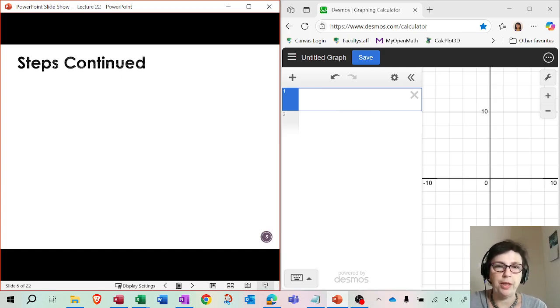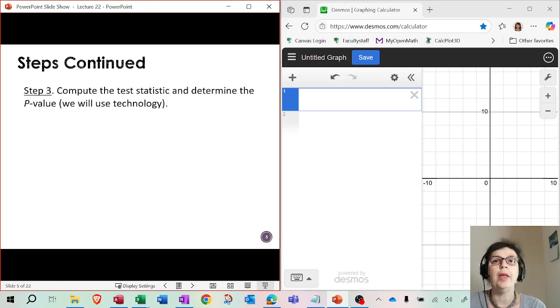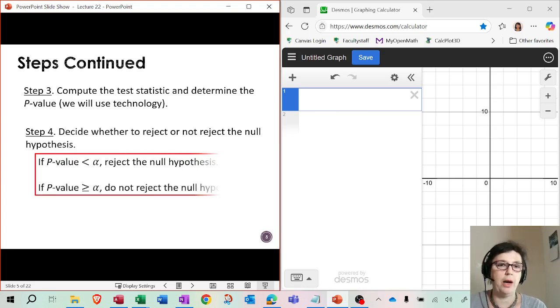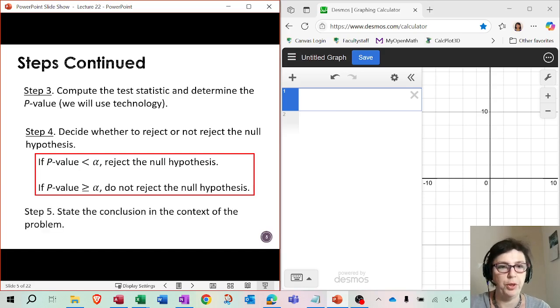Once we figure that out, we're going to collect the data, use technology to find the test statistic and the p-value, and make our conclusion, which you should of course already have in your notes, and that's true all the time. Okay, so let's look at one example for now.